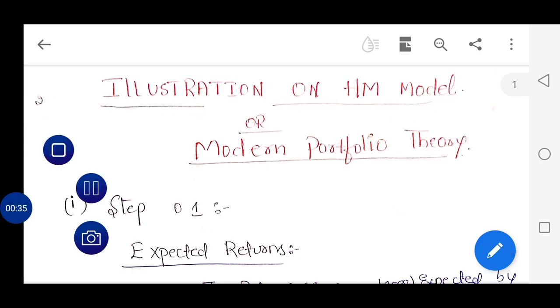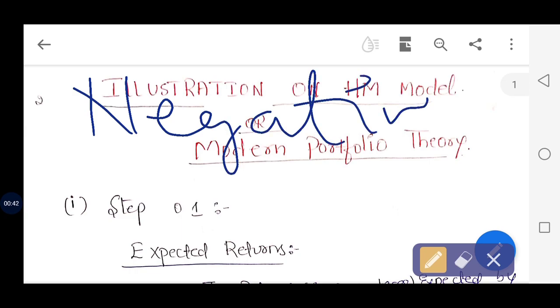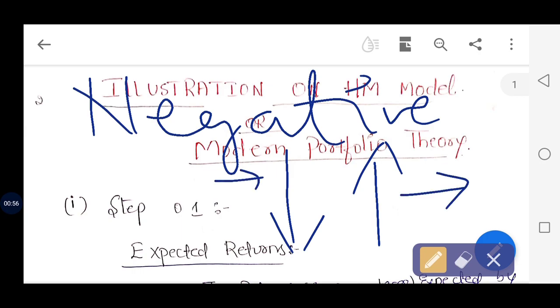Next point, he concentrated on the negative correlation between the stocks. That is, suppose if one type of security is giving you loss, the other type of security should give you profit. So by seeing the correlation like this, you have to invest.